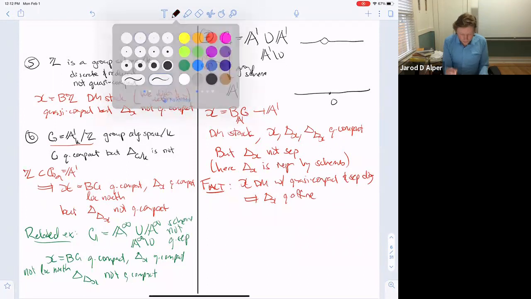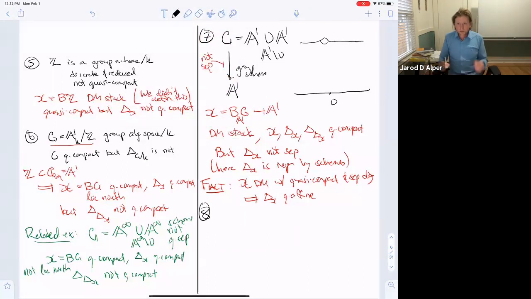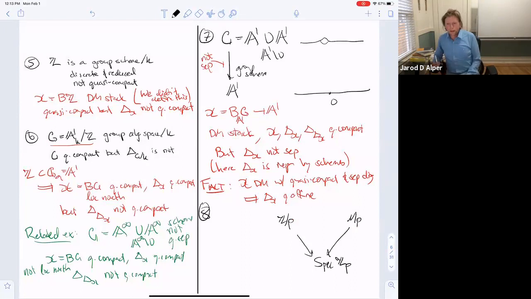I'm going to end with an even crazier example, an example of a Deligne-Mumford stack with quasi-compact diagonal, whose diagonal is not representable by schemes, and therefore whose diagonal is not separated. I'm going to use some characteristic p. I'm going to work over the p-adics, Z_p, and consider two group schemes over it. On one hand, I'm going to have mu_p, and then I'm also going to have Z mod p, both viewed relative to Spec Z_p.